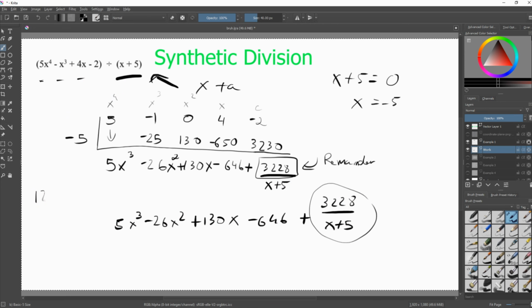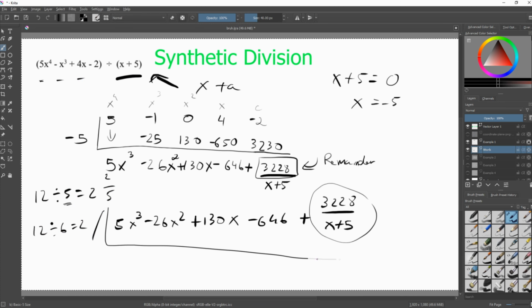It's just kind of like how you have 12 divided by 5, and you get like 2 and some remainder, right? 2 over 5. See, that means that 5 is not a factor of 12 because when you divide, you have a remainder. But if you take 12 divided by 6, you get just 2, no remainder. That means that 6 is a factor and 2 is a factor. But this guy is not a factor of that because it has a remainder when you divide. But in the end, this is what you get when you divide that.